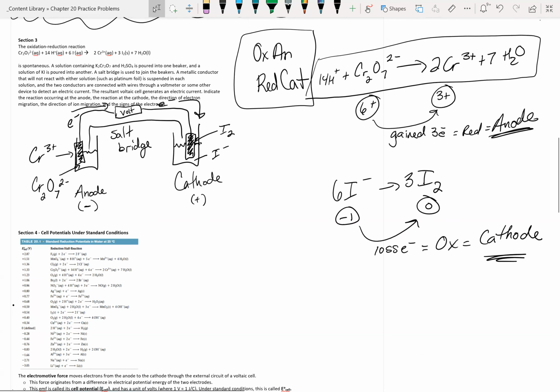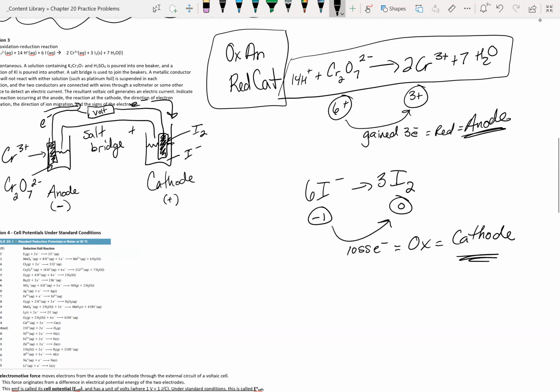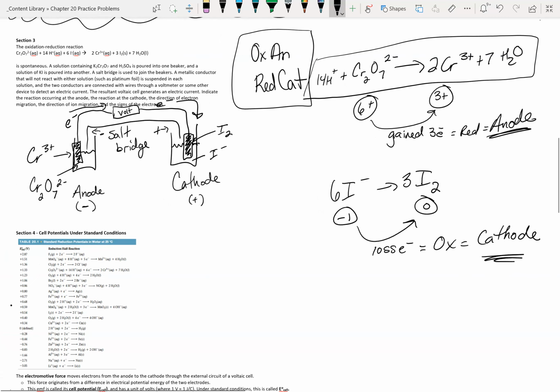It just depends. Remember that in our example, positive ions tend to migrate towards the cathode, and negative ions will go towards the anode. It depends on whatever ions are in the salt bridge in this case. The signs of the electrodes are negative and positive as shown.